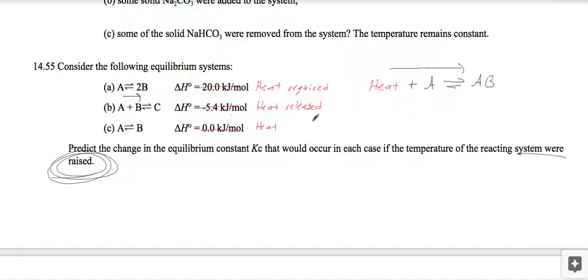If it's a negative, the heat's going to go on the other side, so we'd have AB plus our heat. And again, we can think about it. We're increasing the heat. We're adding energy. Heat is going to then be added to the product side, and it goes this direction. Just like if we add some of this, add concentration of AB, and shift towards the left. All right. And the last one's going to be no effect, because there is no enthalpy value there for that one. All right.